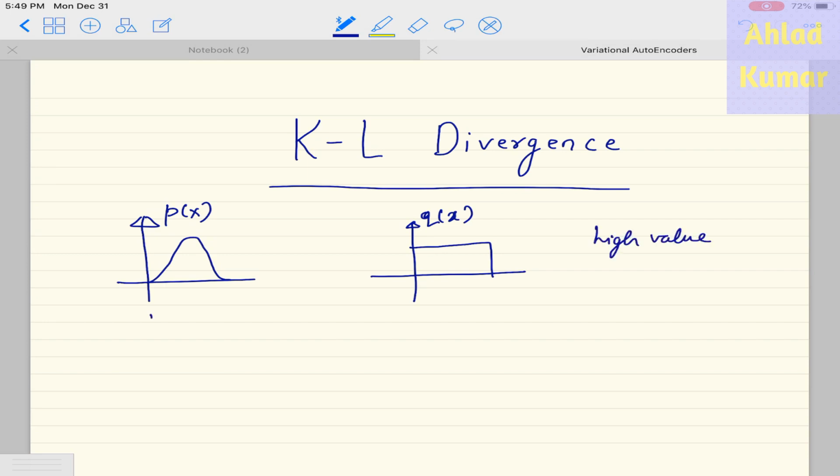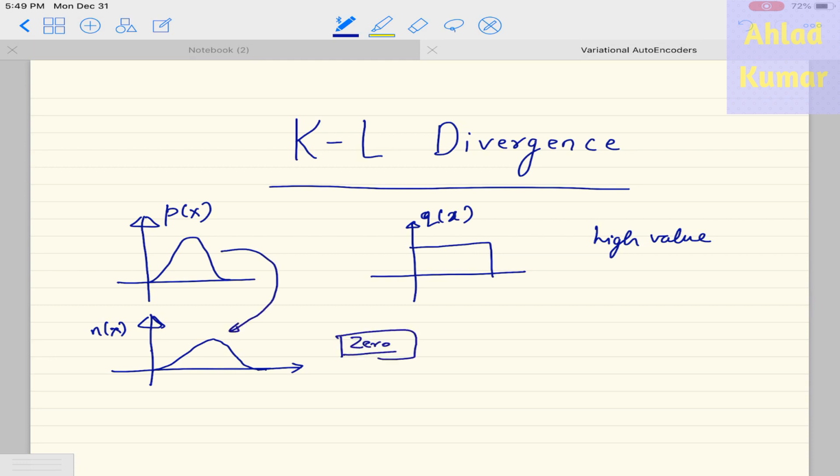But if the probability distribution is something similar to that of a Gaussian but slightly different like this, let us say it is nx, then if you want to calculate the KL divergence between Px and nx, it should give something close to 0, which signifies that these two are nearly similar, but these two are totally different. So let's explore what KL divergence is and what its possible applications are.